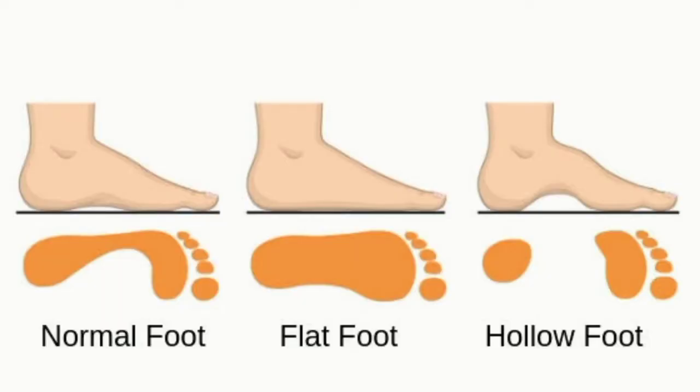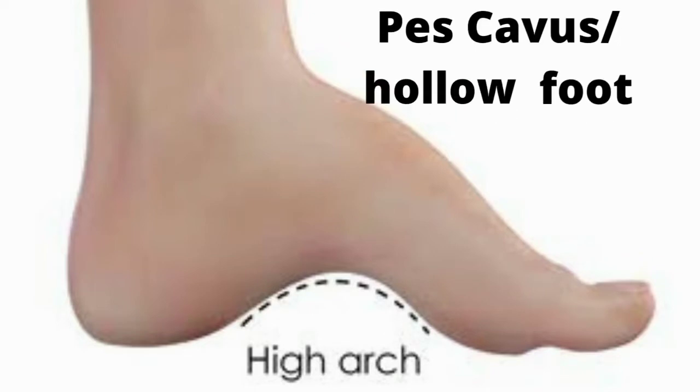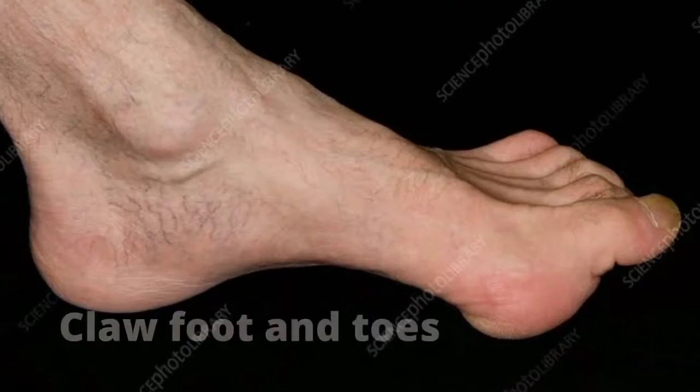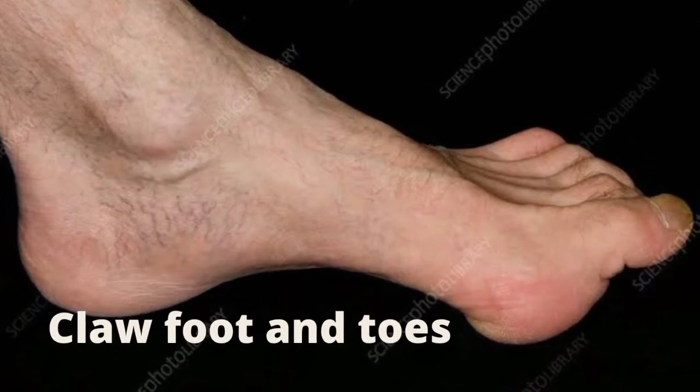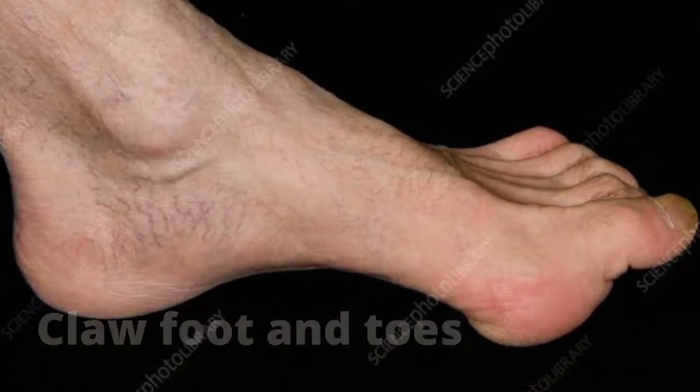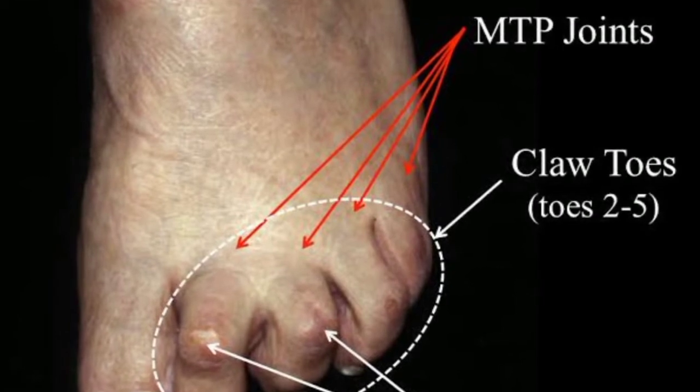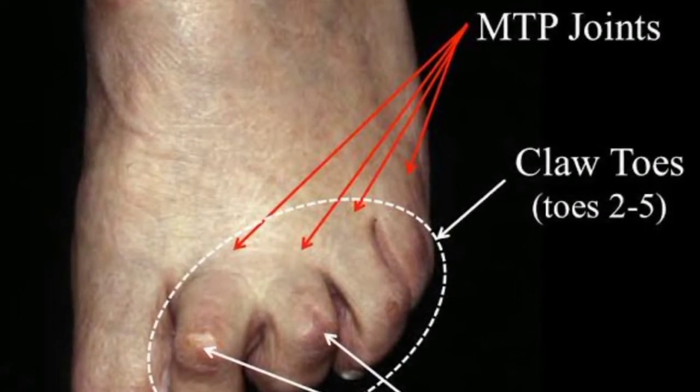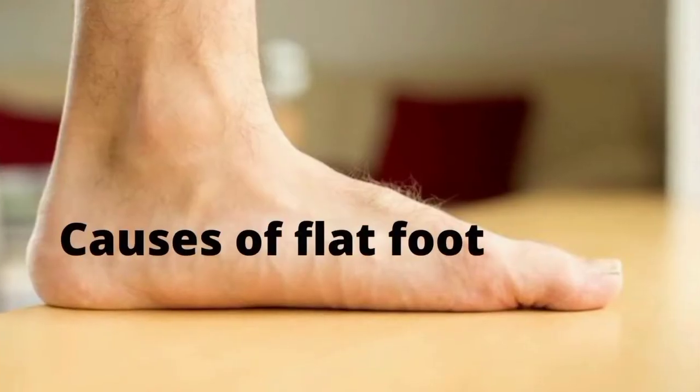Another defect that affects the foot is known as pes cavus or hollow foot. It's a situation where the arch is extremely high. Another defect on the screen is claw foot and claw toes, forming the shape of a claw.